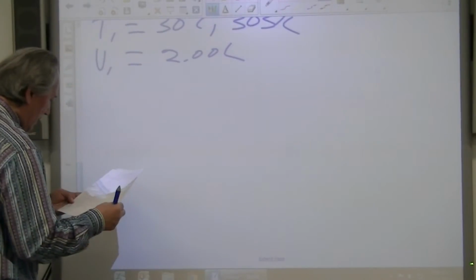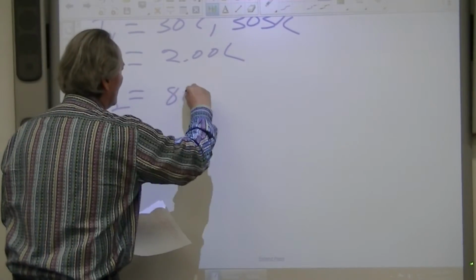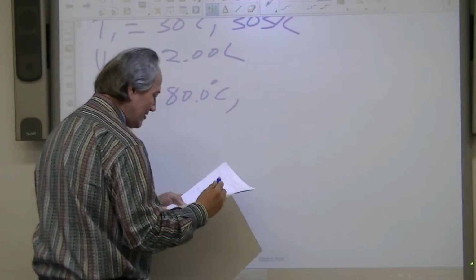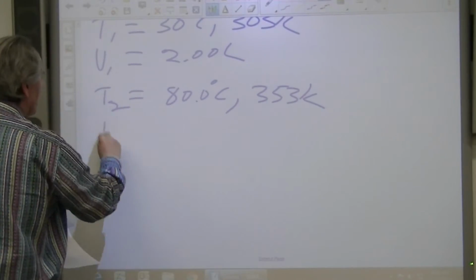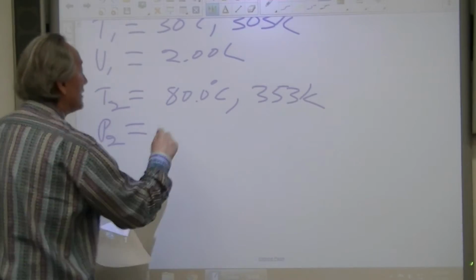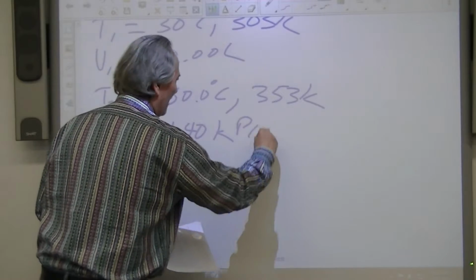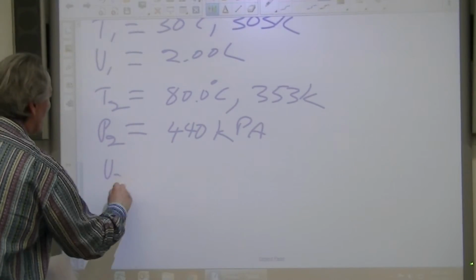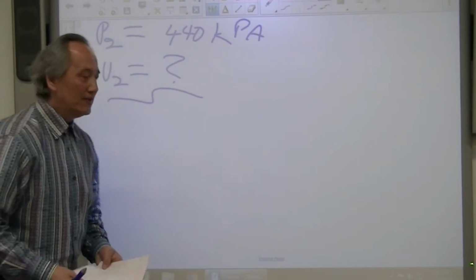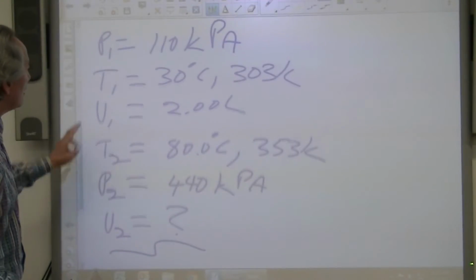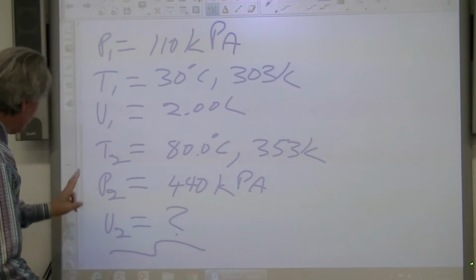We're almost there. In addition, we were given a new temperature. That new temperature was 80.0 degrees Celsius, which translates to 353 Kelvin. Again, we were given pressure 2, which increased from 110 to 440 kilopascals, and hence we are looking for volume 2. Here's our unknown. That's what we're looking for. So far, note we've got all of the data that we were given in the problem, and we are solving for V2, or the new volume.